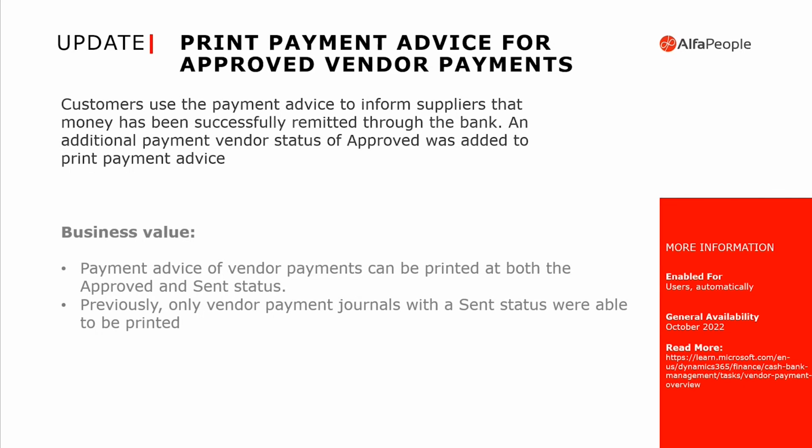Then another feature is printing payment advice for approved vendor payments. As most users will know, so far you could only print payment advices once the payment file was sent, so the status of the payment journal was put to sent. Now you can also generate payment advices when the status of your payment journal is approved. So it can be handled, and you don't have to wait till the complete process of generating the file is finished. No, you can do it once the payment journal has been approved.